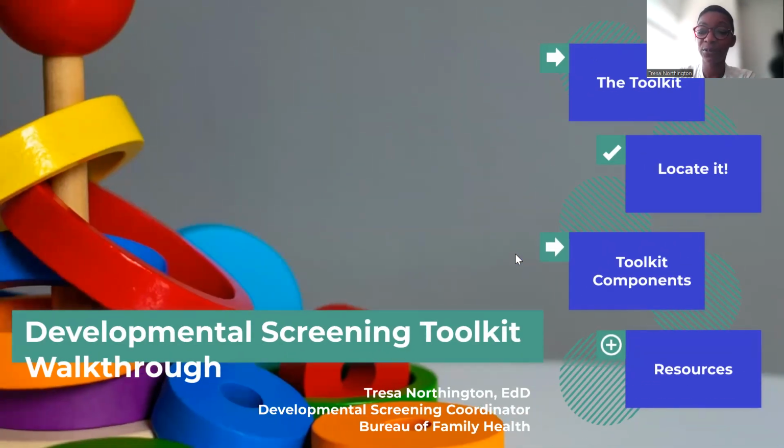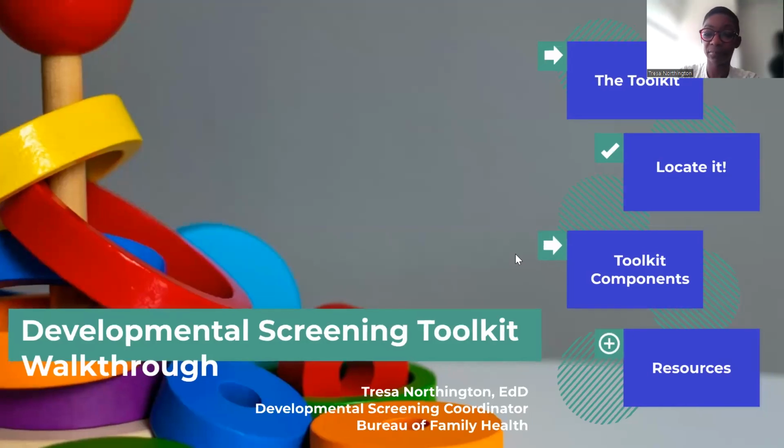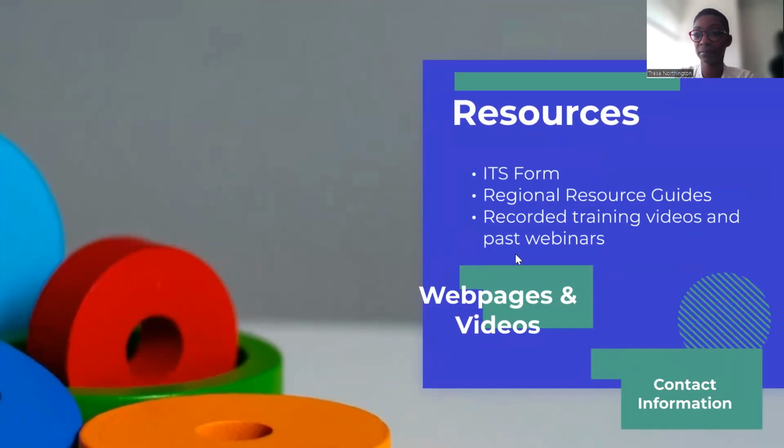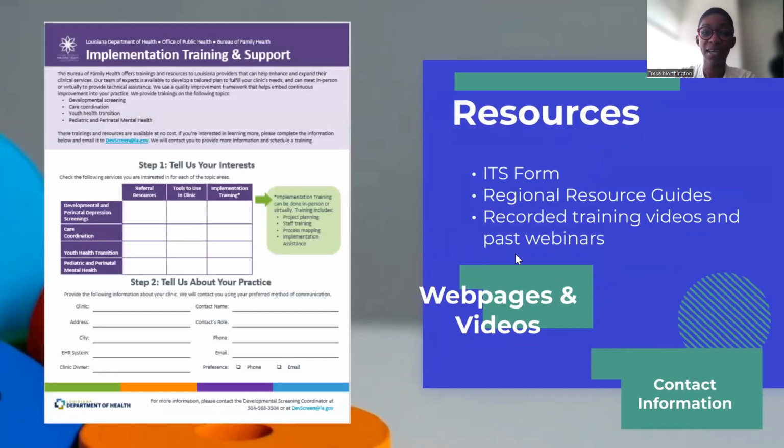So now we've reached the resource part of the toolkit. There you go. So of course, once again, our first resource is that implementation and training and support form that gets everything going. And I just also want to mention that if you have any additional questions or you want to seek assistance in other areas such as care coordination, youth health transition, and pediatric or perinatal mental health, you can also use this form here to do that and to request assistance as well.